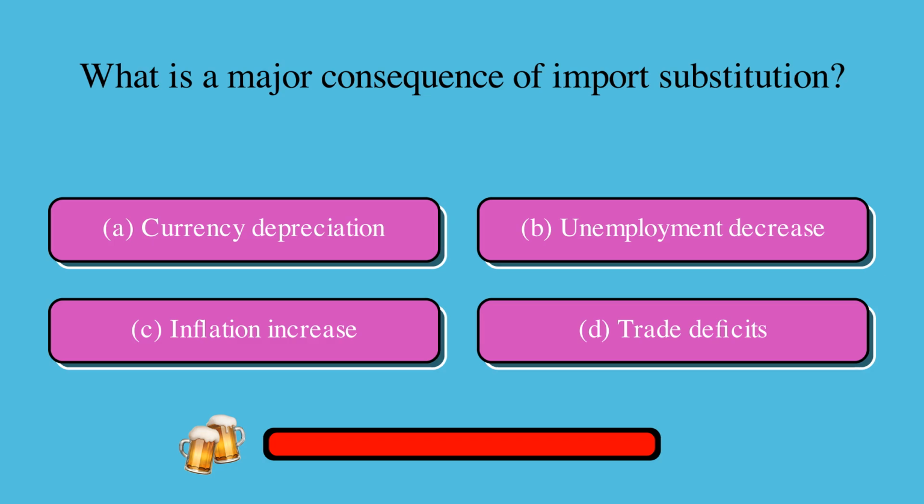What is a major consequence of import substitution? Is it A, currency depreciation, B, unemployment decrease, C, inflation increase, or D, trade deficits? The correct answer is D, trade deficits.